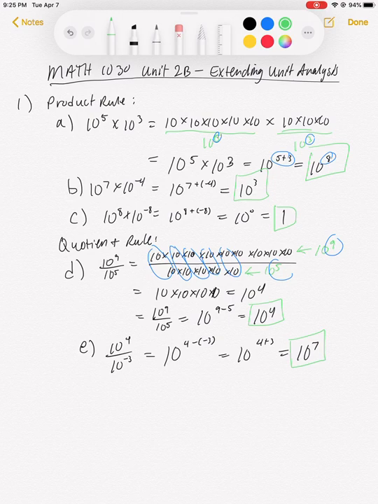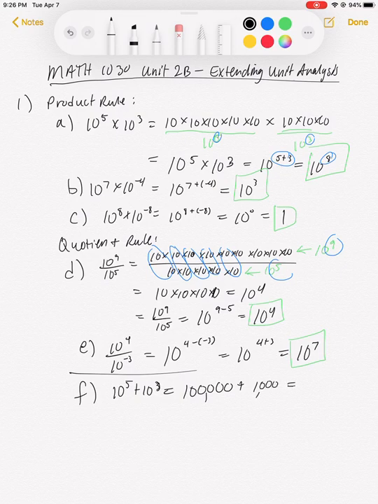Part F is not either the quotient rule or the product rule. It's just to see what you think of 10 to the 5th plus 10 to the 3rd. Now 10 to the 5th is 10 times itself 5 times, and we're going to actually write out the answer, which is 100,000. Plus 10 to the 3rd is actually 1,000. When I add those together, I get 101,000. Okay, so that's the review of exponents.